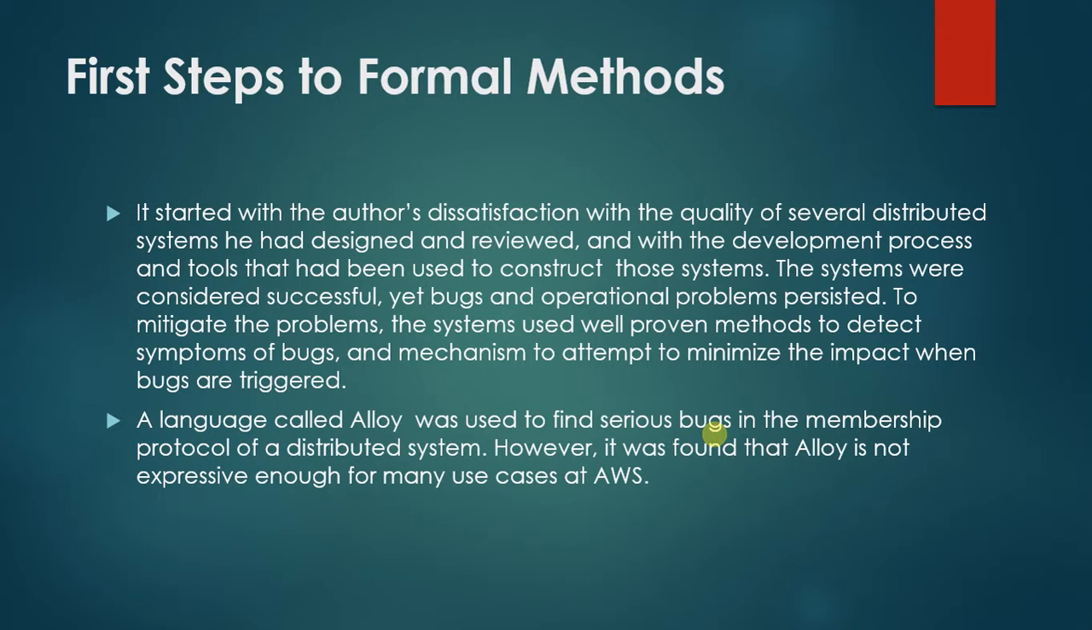First steps to formal methods. It started with the author's dissatisfaction with the quality of several distributed systems he had designed and reviewed, and with the development process and tools that had been used to construct those systems. The systems were considered successful, yet bugs and operational problems persisted. To mitigate the problem, the system used well-proven methods to detect symptoms of bugs and mechanisms to attempt to minimize the impact when bugs are triggered. A language called Alloy was used to find serious bugs in the membership protocol of the distributed system. However, it was found that Alloy is not expressive enough for many use cases at Amazon Web Services.